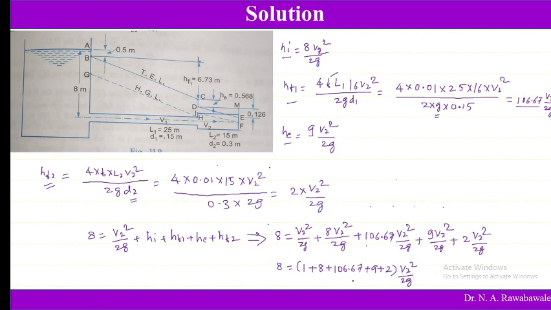So if we add all this and substitute the value of G as 9.81, we are going to get 8 is equal to 126.67 into V2 square divided by 2G. If we simplify this, it is going to become 8 is equal to 126.67 into V2 square divided by 2G.